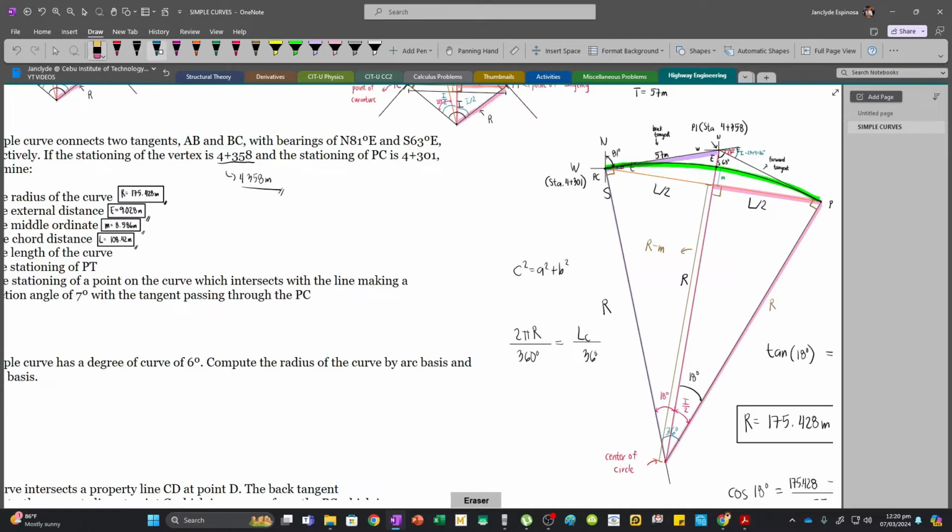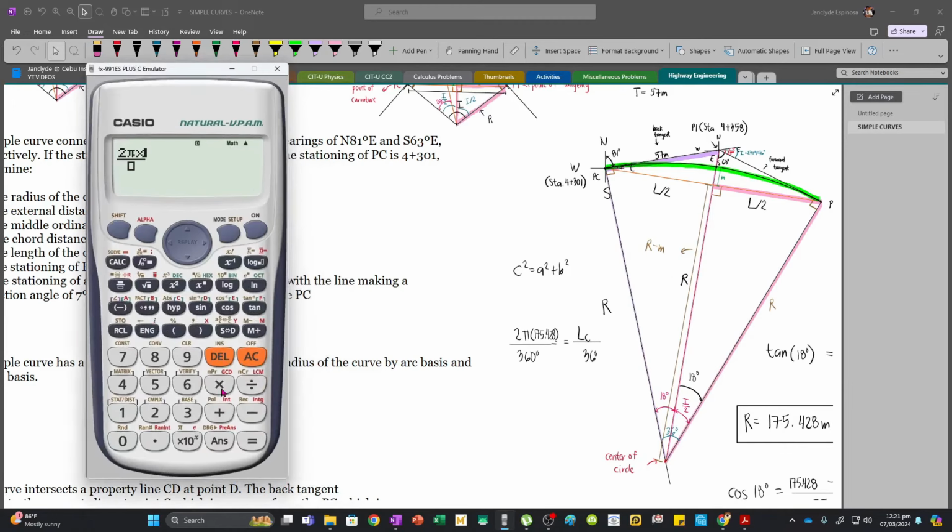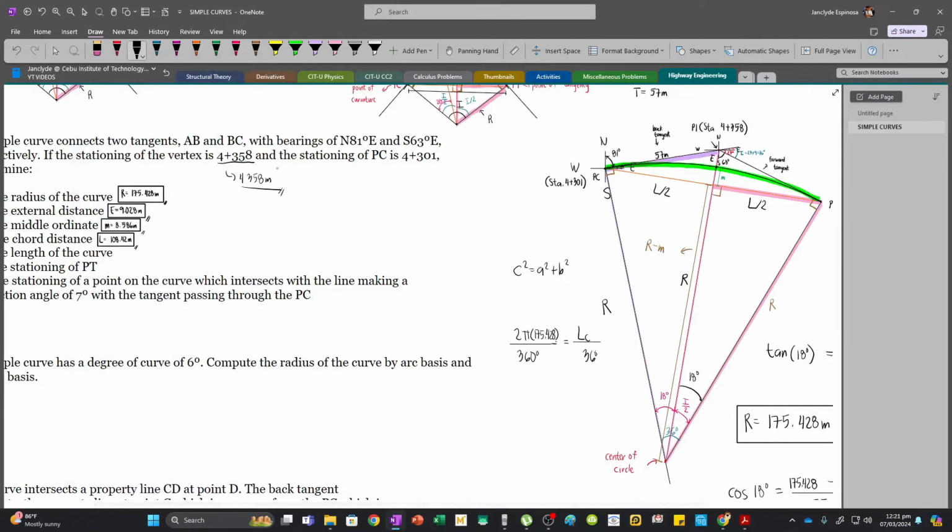And so since we have our radius, which is 175.428, we can now solve LC. We have 2 pi times 175.428 over 360, and then we can just multiply this by 36. So our LC will be 110.225. So LC equals 110.225. And so this is our answer.